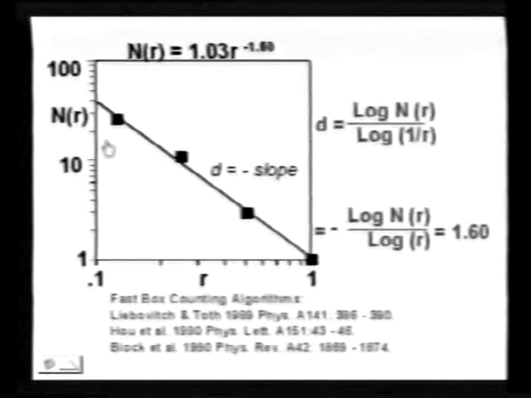And now if we make a plot of this, in this case, it's log of r versus log of N of r, and we have the boxes here. The slope here, in this case, is minus 1.6, and so the fractal dimension is minus the slope of log of N of r, so that's 1.6. And so this gives us the fractal dimension.